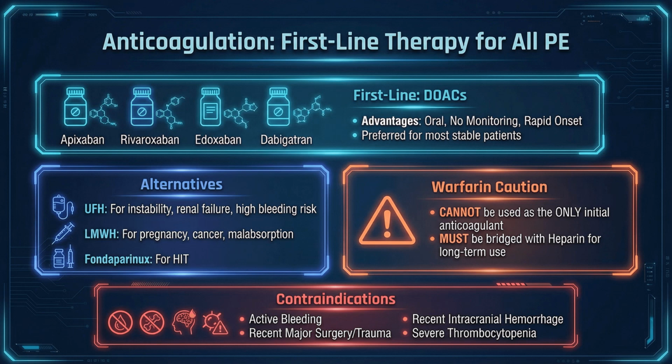However, there are important exceptions. Unfractionated heparin is preferred in patients who are hemodynamically unstable, have significant renal impairment, or are at high risk of bleeding because it can be rapidly reversed and closely monitored. Low molecular weight heparin is often chosen for special populations, such as pregnant patients, those with active cancer, or patients with gastrointestinal malabsorption where oral agents may be less reliable. Fondaparinux is reserved primarily for patients with heparin-induced thrombocytopenia.